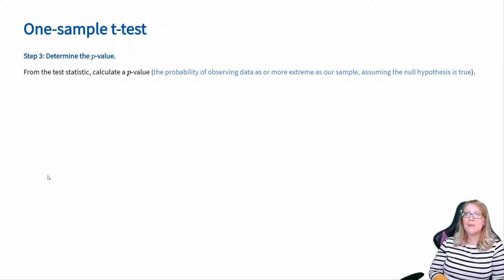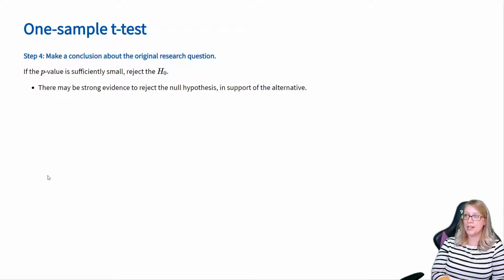Our next step is to determine the p-value. Based on this test statistic, we calculate the probability of observing data as or more extreme as our sample, assuming the null hypothesis is true. We will let R do this in the background for us, but we should know that this p-value is calculated based on the t-distribution. We'll use a command in RStudio called t.test to help us out.